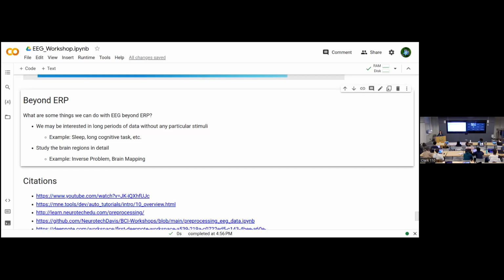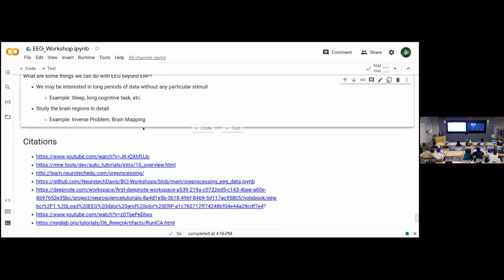And in that experiment, we actually used some different metrics called signal complexity. And that's something that doesn't have to do with any specific event or stimulus. And then also EEG is used to study the brain regions in detail. So that doesn't have to do with any particular event either. So for example, the inverse problem and also brain mapping.